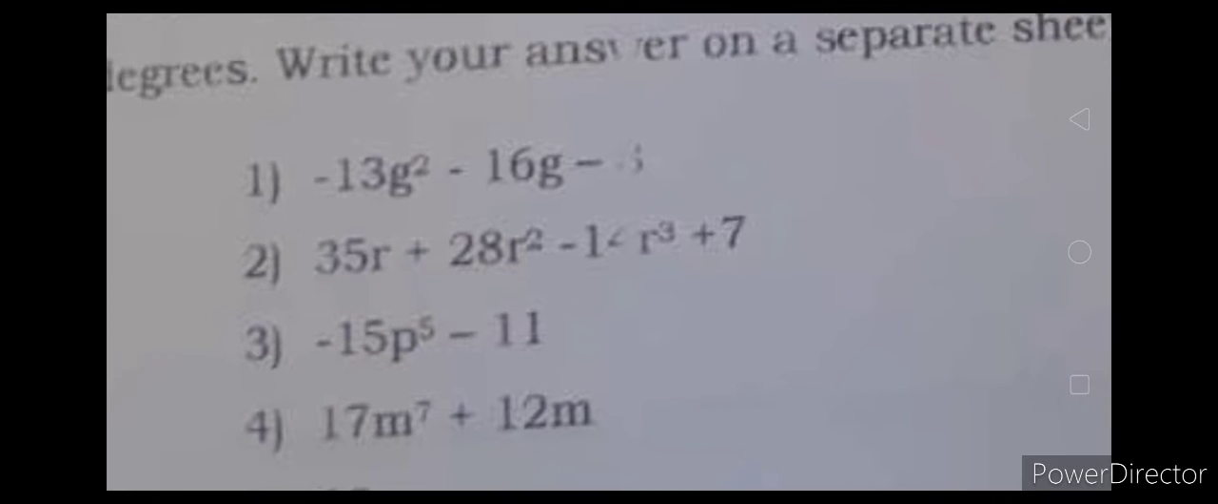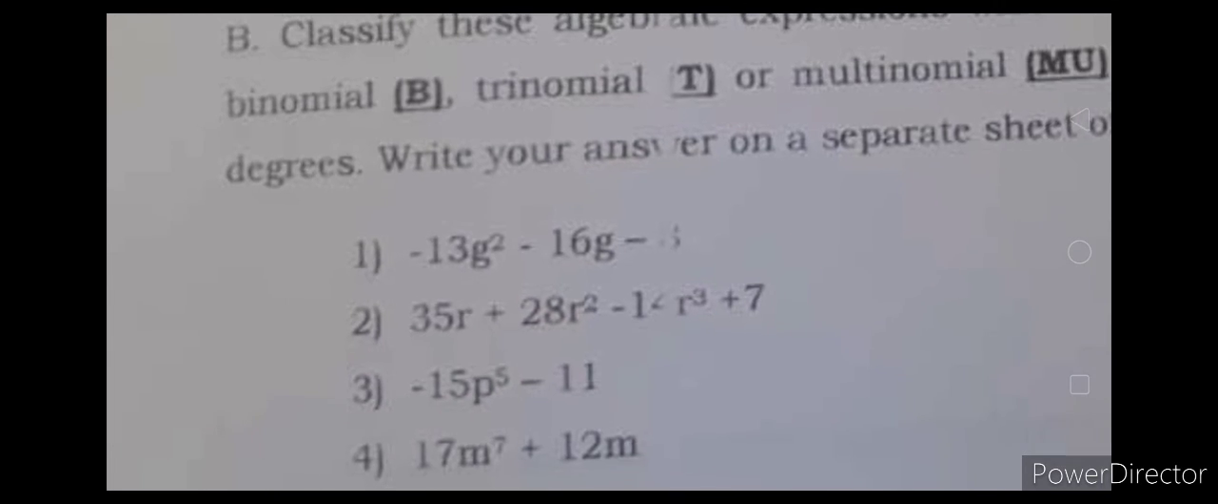Number 1, ano na siya man? Okay, negative 13g raised to 2 minus 16g minus 3. How many terms? So, since it is separated by plus and minus sign, ang term, bibiliangin natin. Ang negative 13g squared, isa na siya ka term. Minus 16g, another term. Minus 3, another term yan. 3 is a constant. That is constant with the variable, the exponent is 0. Highest exponent yan is 0.